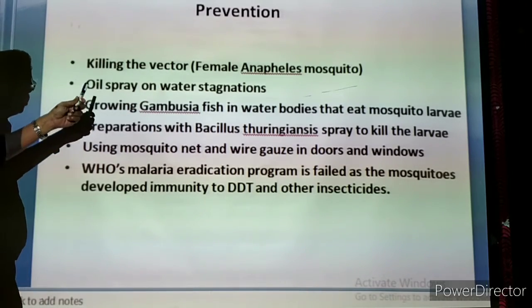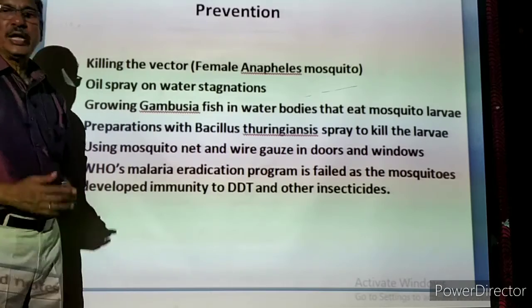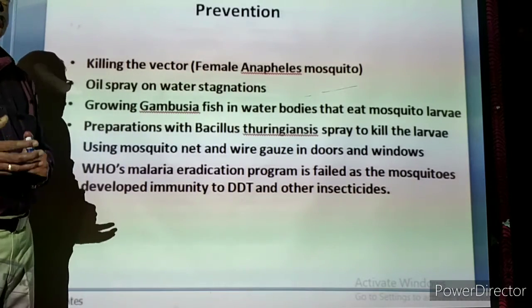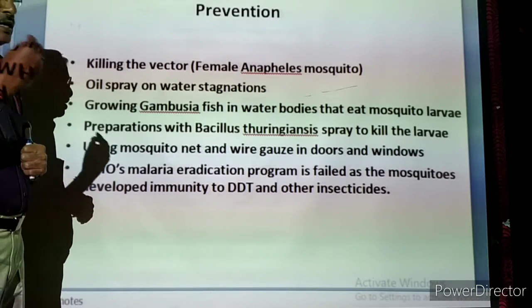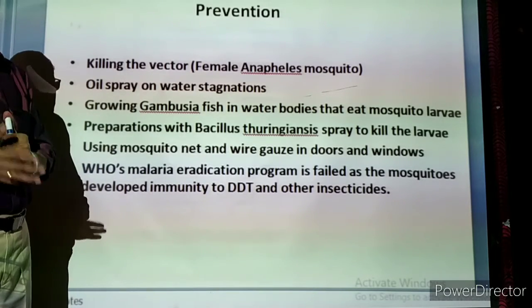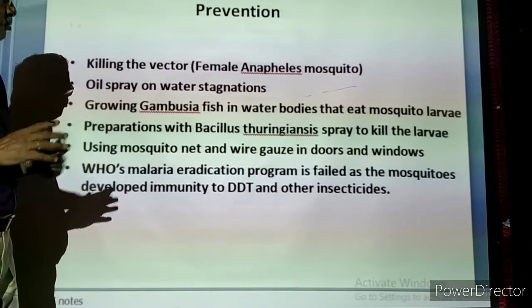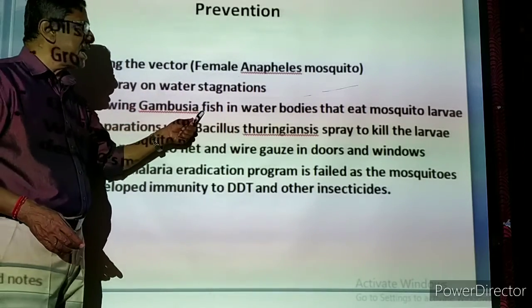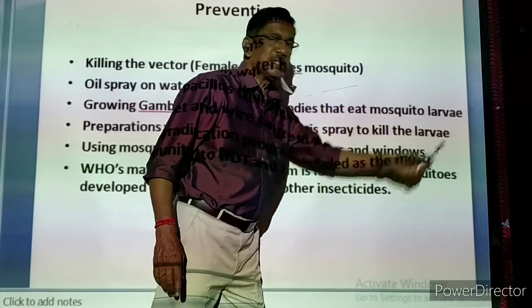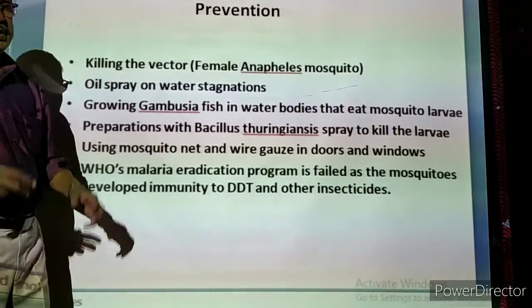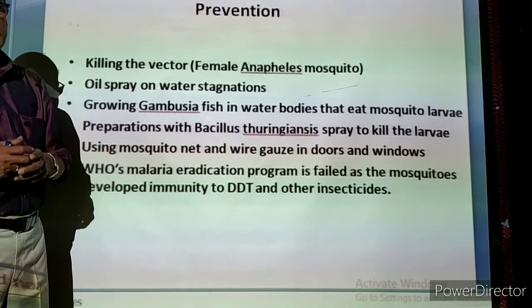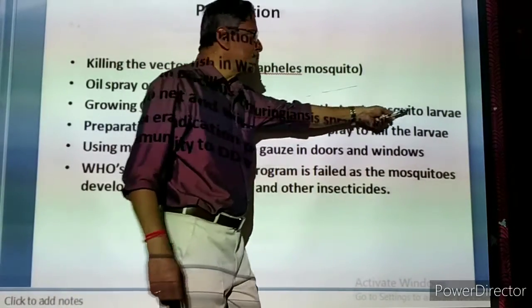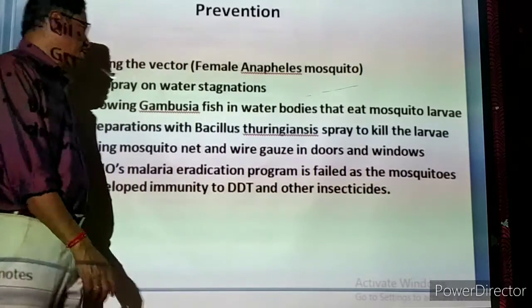The next point, growing Gambusia fish. A type of fish is there. The Gambusia fish, a small fish, can live in any kind of water, whether it is polluted water, normal water or drainage water. Wherever it is, the Gambusia fish will live. The Gambusia fish can eat the mosquito larvae present in the water body. So wherever the eggs or larvae are present, it will swallow and digest them. So the mosquito larvae cannot develop into mosquitoes.